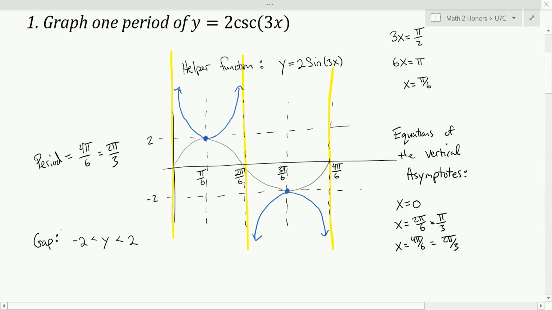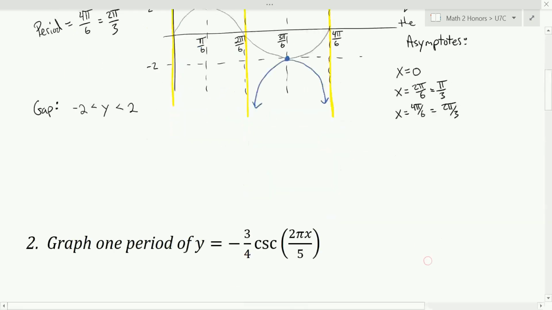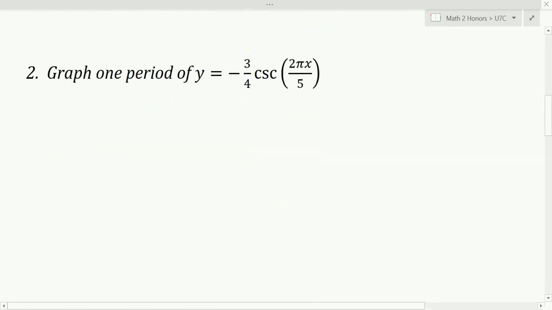All right, so I'm going to give you an example that I want you to try. After you get a good graph of it, if you have time, write the equations of the vertical asymptotes, state the period, maybe even state where the gap is. Okay. So number 2, here it is. Graph 1 period of y equals -3/4 cosecant of 2 pi x over 5. Just start that process. Do what you can, and then we'll work together on it.